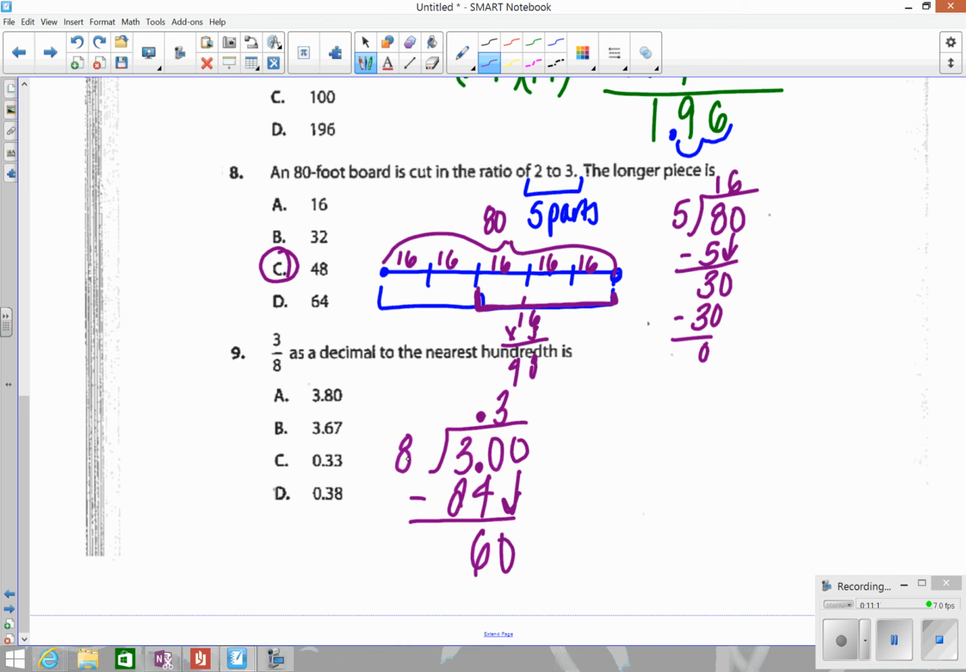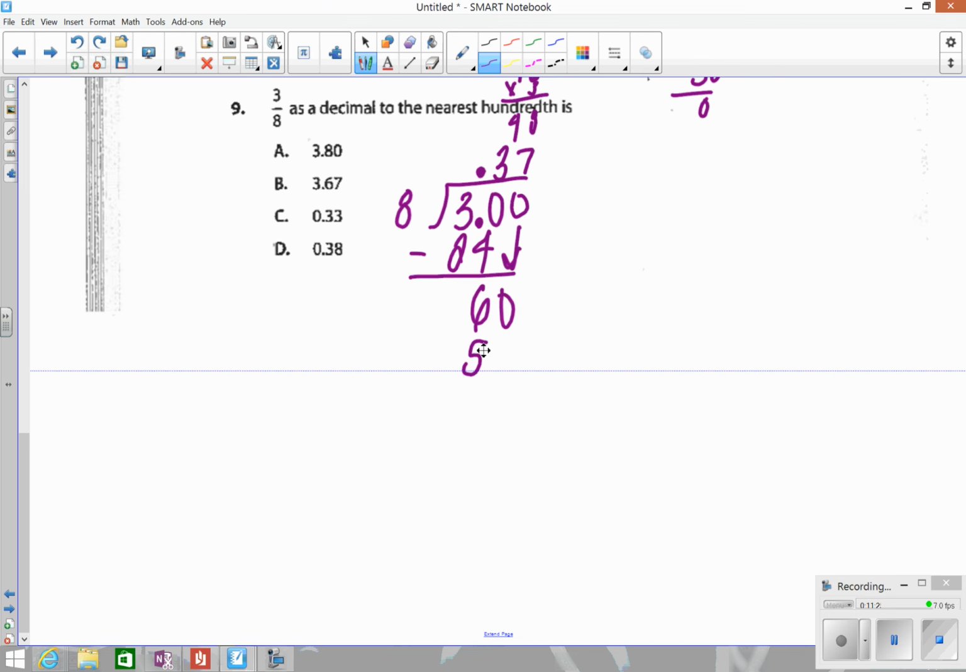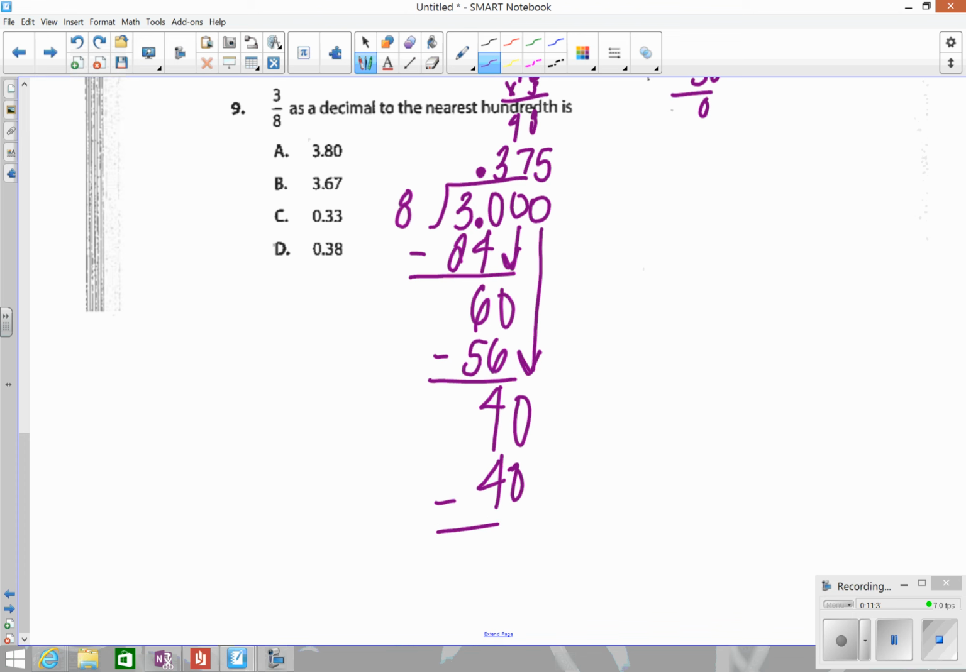And then you ask yourself, how many times does 8 go into 60? Well, it goes into 60 7 times. So 7 times 8 is 56. Subtract, you get 4. Add a 0 at the end. Carry it down. 8 goes into 40 5 times. 5 times 8 is 40. So that means I'm done. I don't have a remainder. I can stop there. And it says to the nearest hundredth.